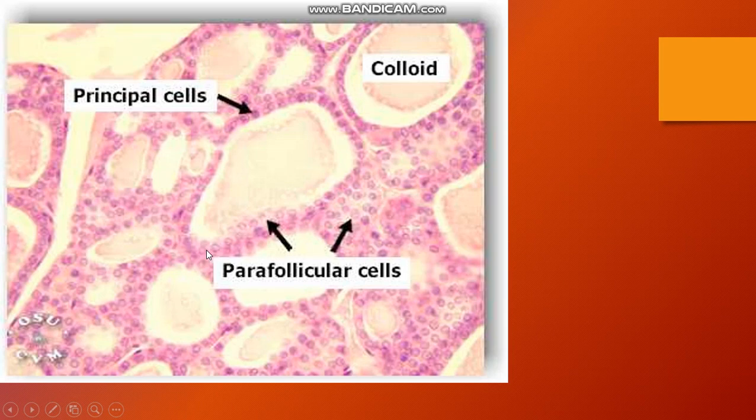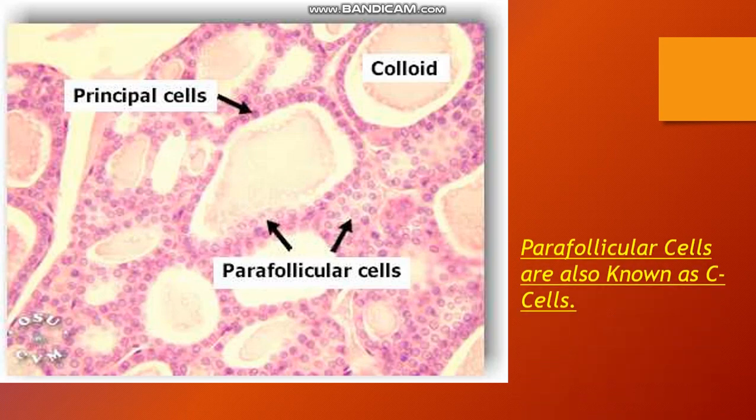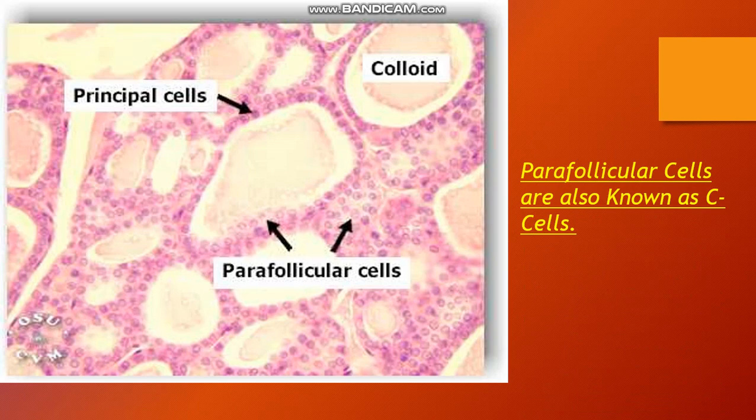And calcitonin, as the name depicts, C stands for calcium. So calcitonin is responsible for the metabolism of calcium and phosphate. One should be very clear that it has entirely different effects from the parathyroid hormone, PTH. Parafollicular cells are also known as the C cells.